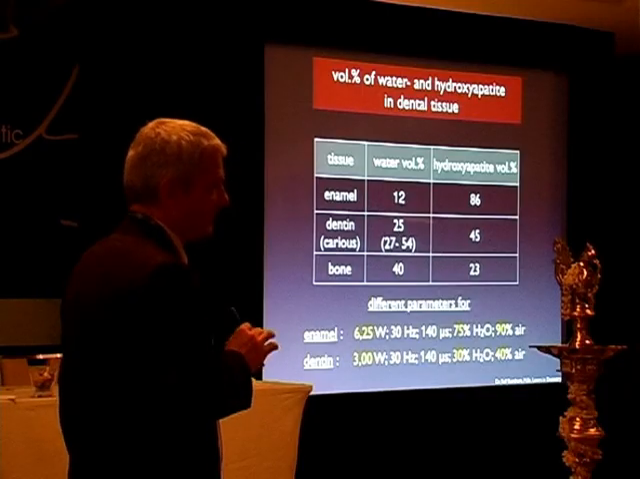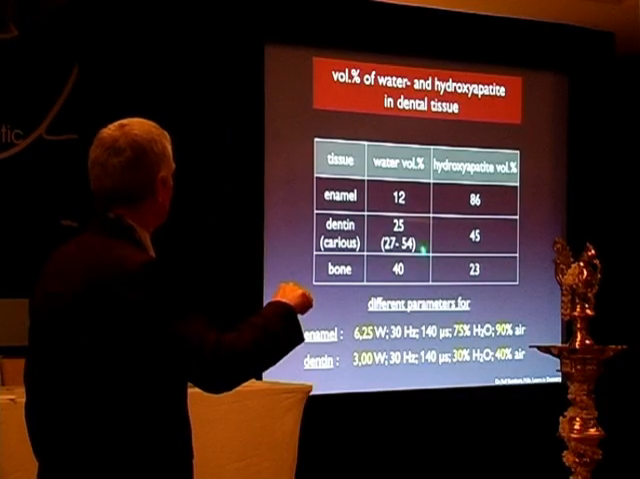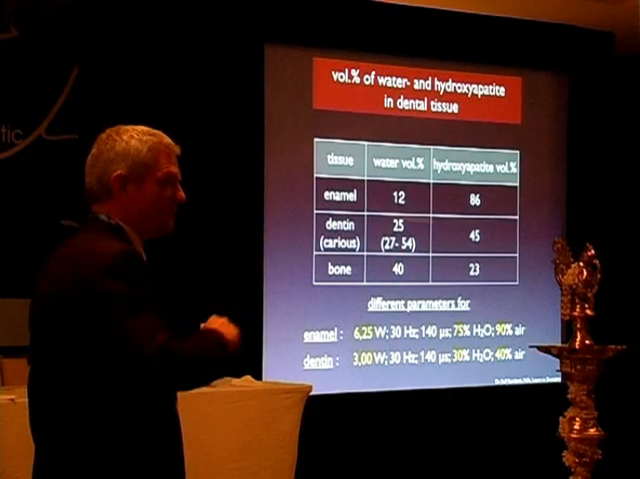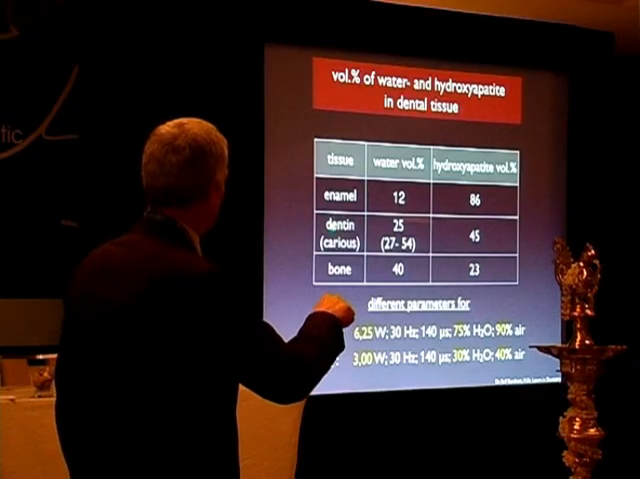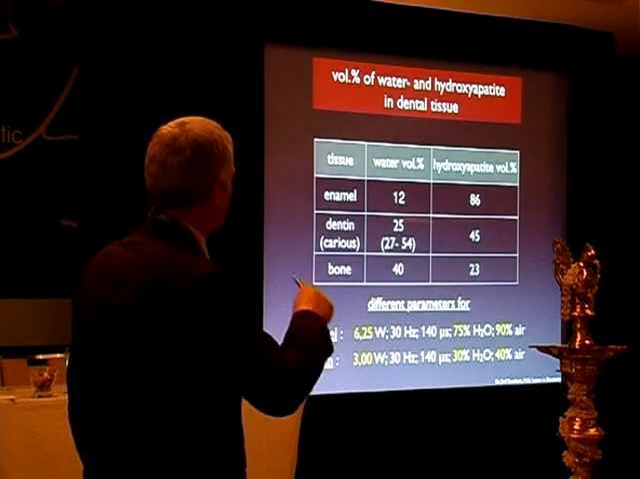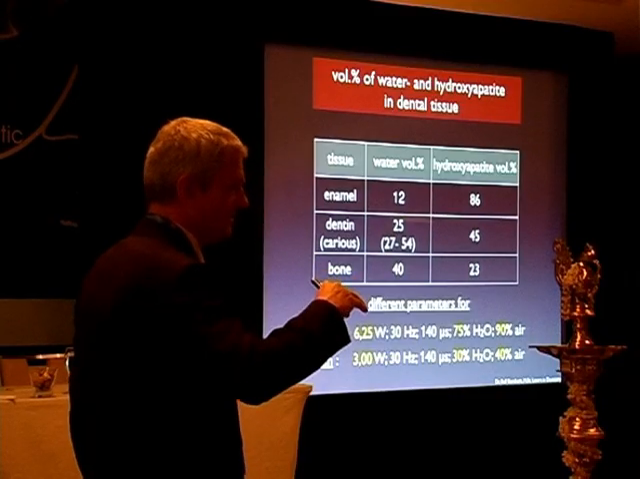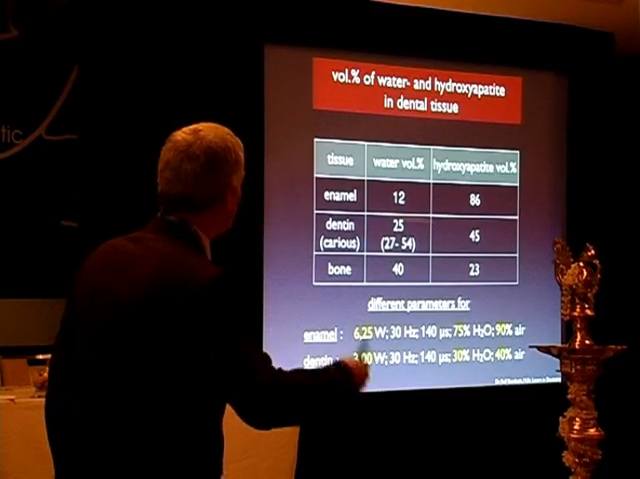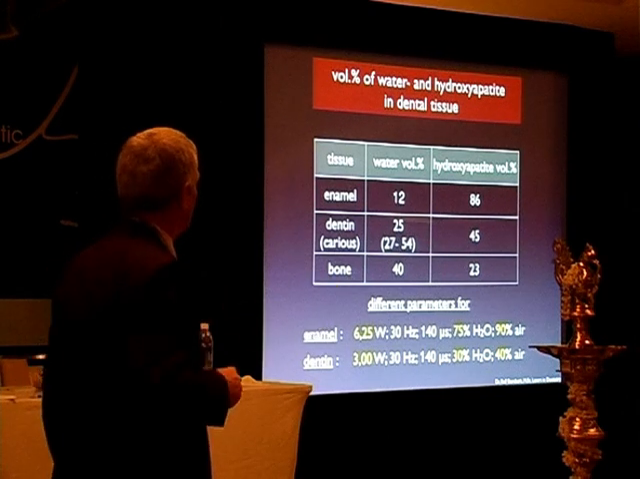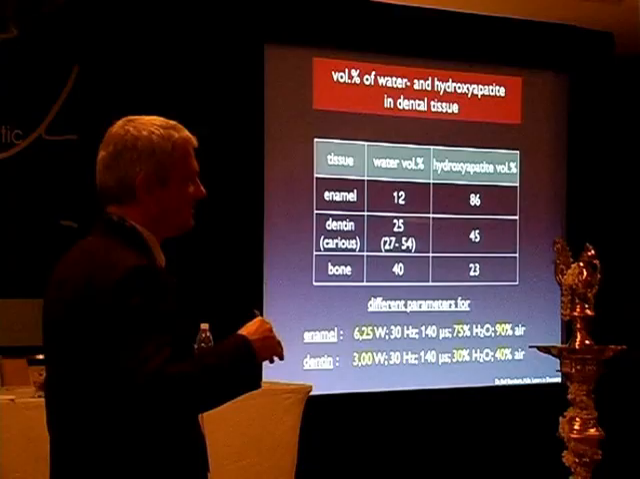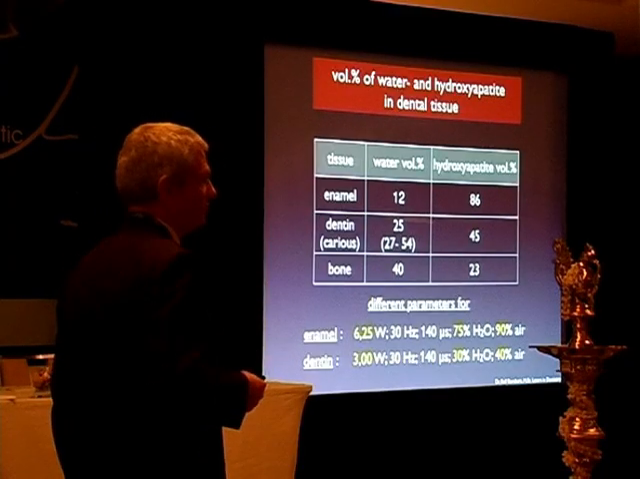And you can do selective treatment of caries because caries has 27 to 55% of water, so much more water than sound dentin. So you can decrease the amount of water when treating dentin, because you are using the higher water volume percentage in caries dentin to remove it. But you should only do that if you are a little bit more experienced.